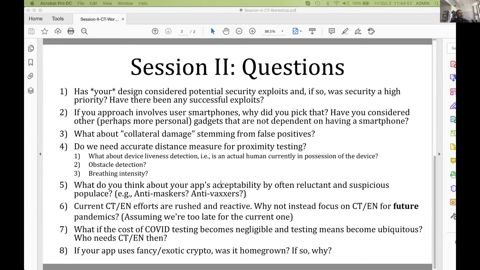Please. So what do you think about your app's accessibility by often reluctant and suspicious populists? So these populists usually are not accessible to arguments. My experience is, if somebody has that kind of a mindset, it's probably not possible to convince him by arguments. It's more or less feelings. So it's soft factors. It's not facts that you need to put on the table.